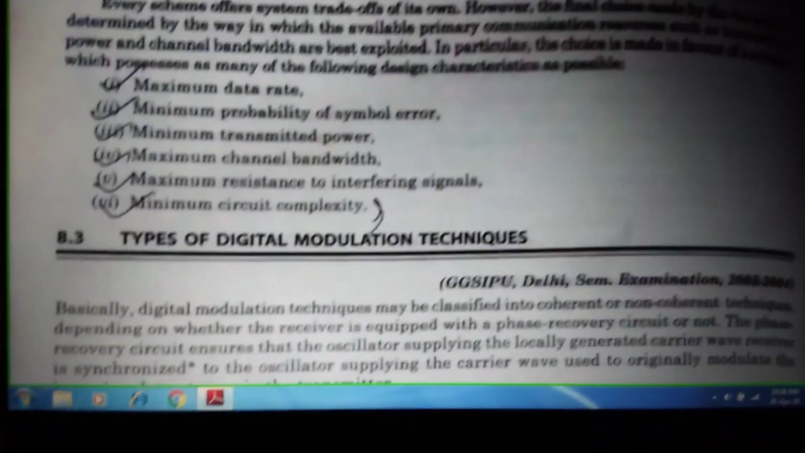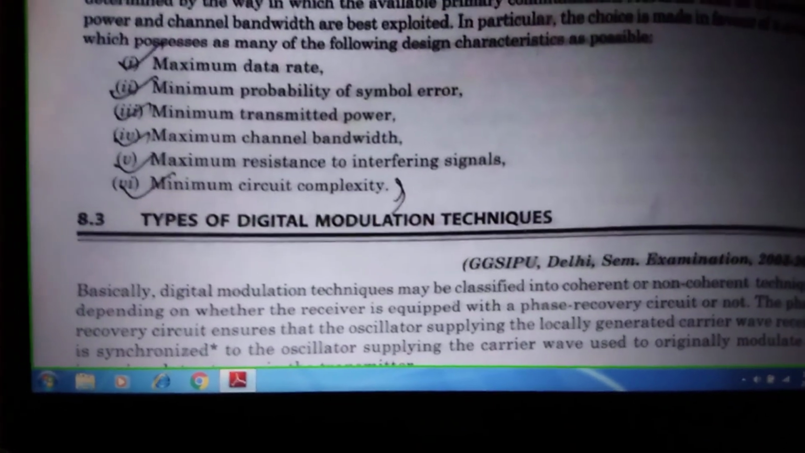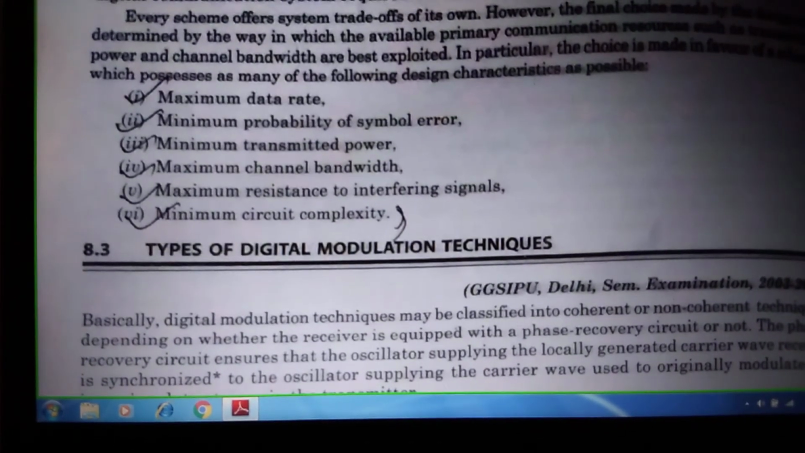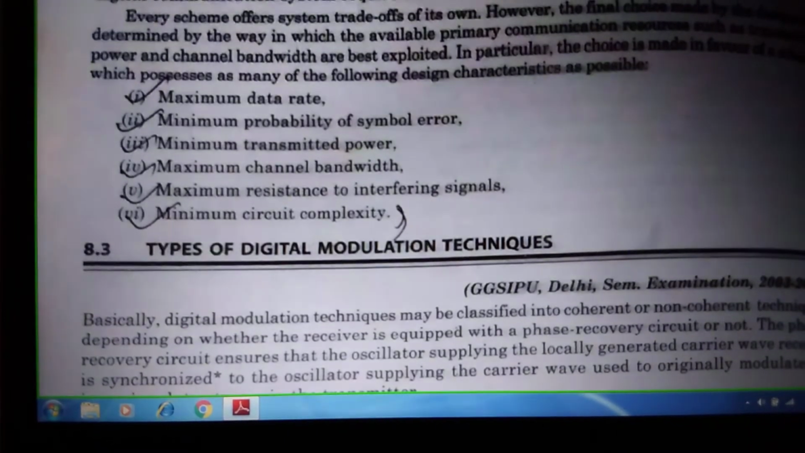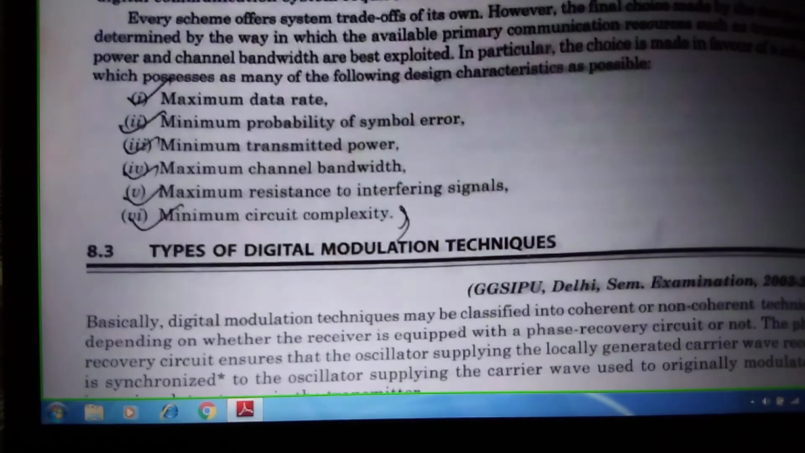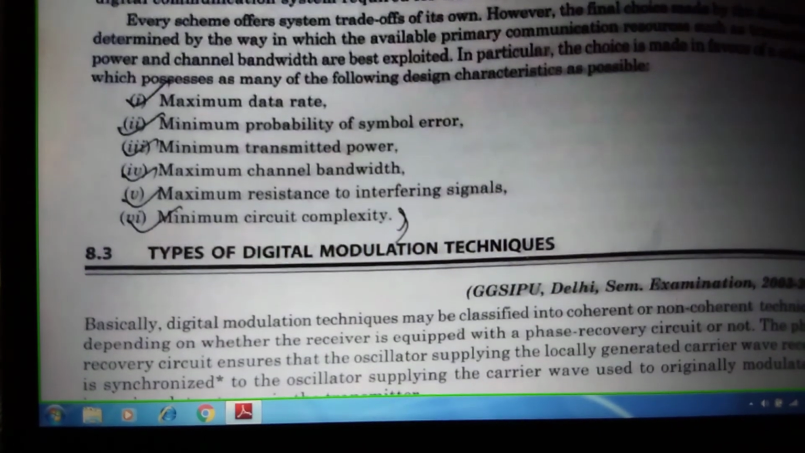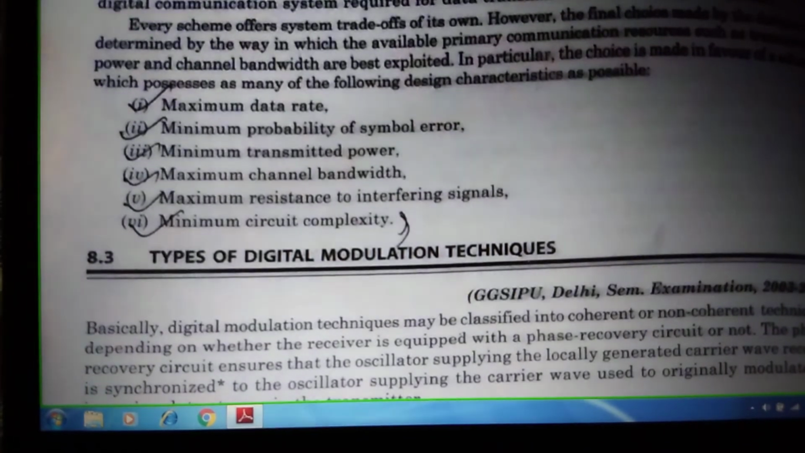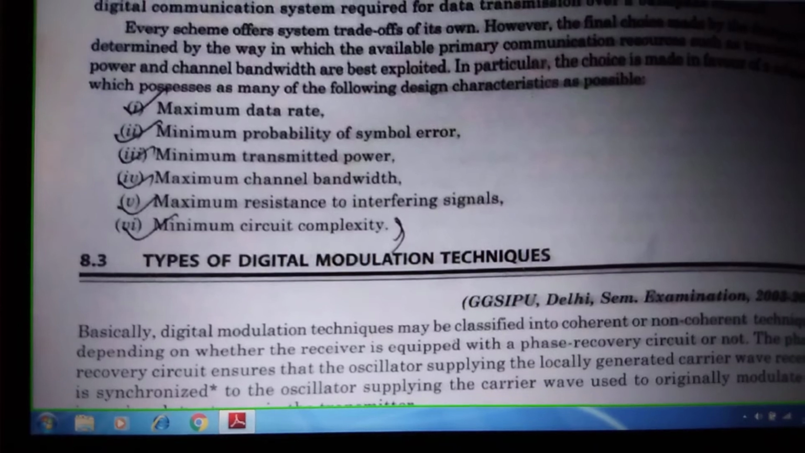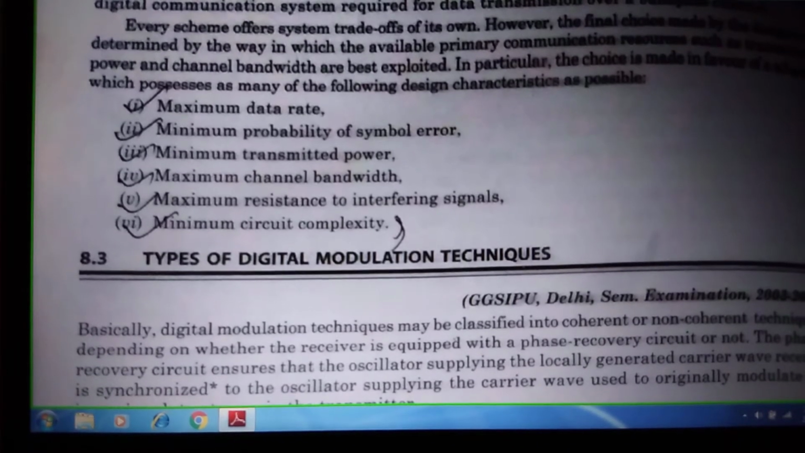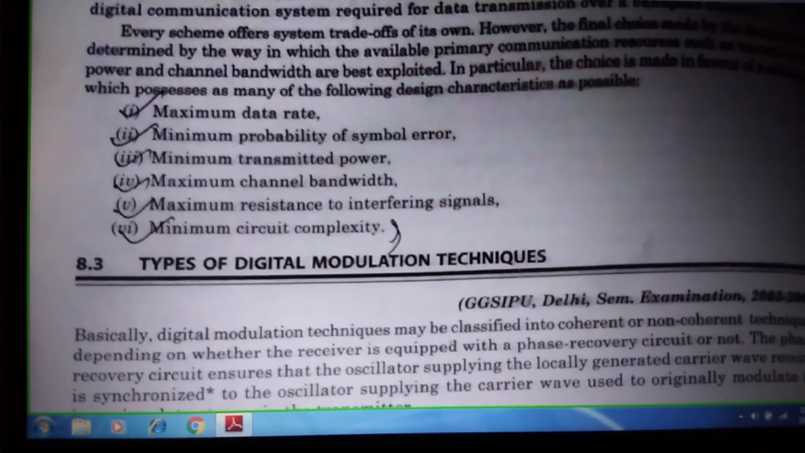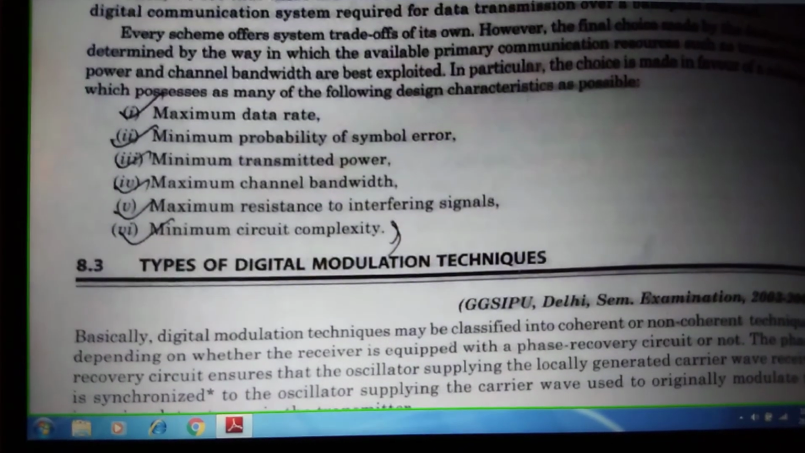Point number 4, maximum channel bandwidth. Again, we are talking about the optimization of the channel bandwidth. Point number 5, maximum resistance to interfering signals. Again, in a communication system, we have to bother about the signal to noise ratio, so this fifth point is related to the signal to noise ratio. Maximum resistance means the interference of the noise will be less. The sixth point is the minimum circuit complexity. In electronic circuit design, our main purpose is to minimize the complexity of the circuit, so they are talking about the minimum circuit complexity.